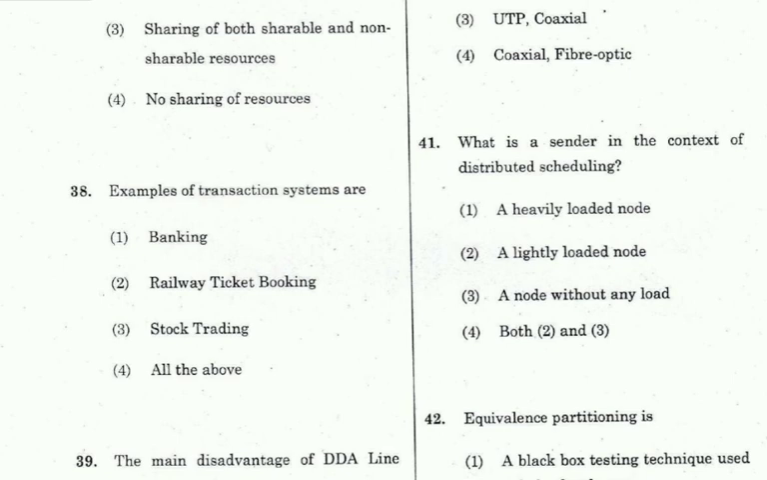So we use transaction systems in banking, railway ticket booking, stock trading, all these applications, right? Transaction systems ensure ACID properties, that is atomicity, consistency, isolation, and durability, for operations that must be completed reliably. Banking, railway ticket booking, and stock trading all require transaction processing to maintain data integrity. So option 4 is the correct answer, all of the above.